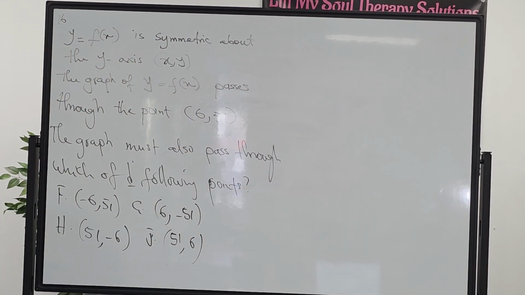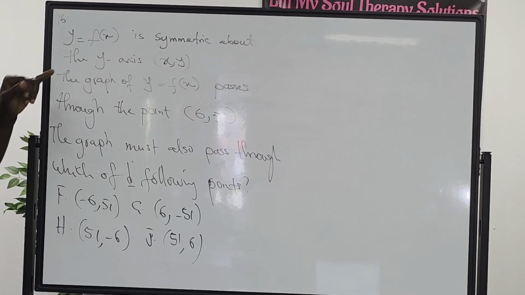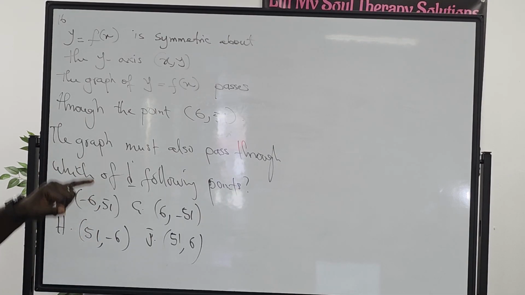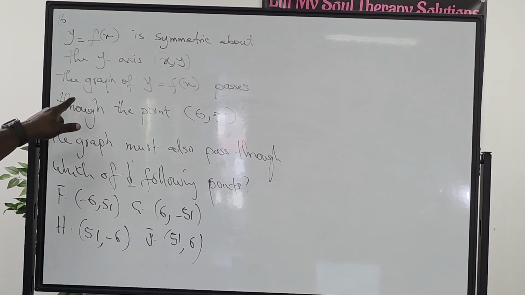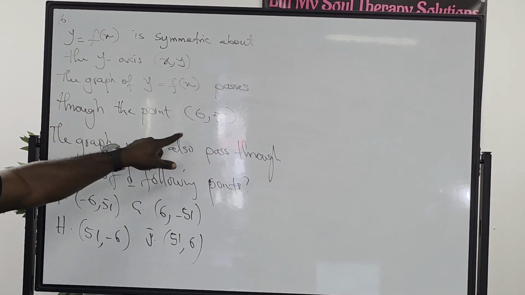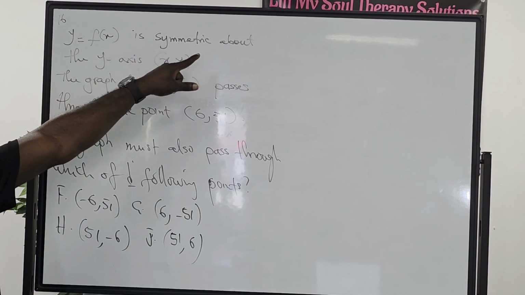So again, let me read the question. Function f is an even function, which means that the graph of y equals f(x) is symmetrical about the y-axis of the standard xy coordinate plane. The graph of y equals f(x) passes through the point 6, 51. The graph must also pass through which of the following points? This is a very simple question because they already gave us the answer, really. It says the graph passes through this point and is symmetrical about the y-axis.